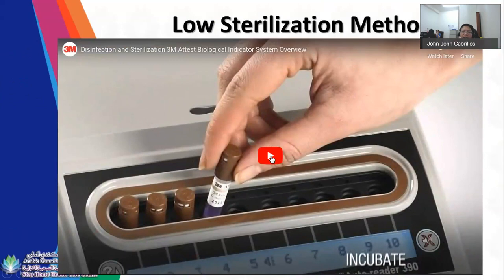So let's watch a sample, actually it's from PLEM disinfection and sterilization. It's the biological incubator with both the ETO Geobacillus atrophaeus and the Geobacillus stearothermophilus.